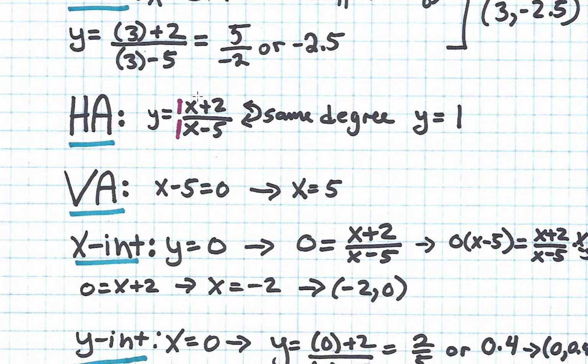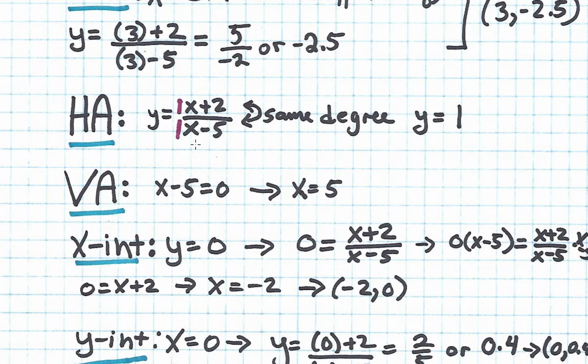Now you can get the same result from the original equation or the simplified version, but you see in both cases that the numerator and denominator have the same degree. When that happens, you just simply take the coefficients of each of these. In this case, they're both 1s. And that is your horizontal asymptote. So 1 divided by 1 is 1, so your horizontal asymptote is at y equals 1. Okay? Then your vertical asymptote is, again, whatever makes the denominator 0.